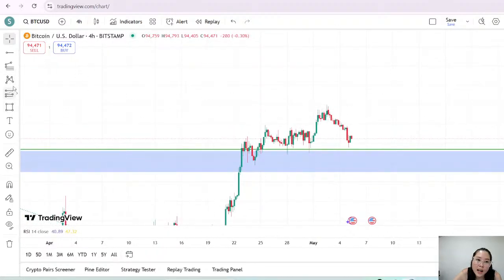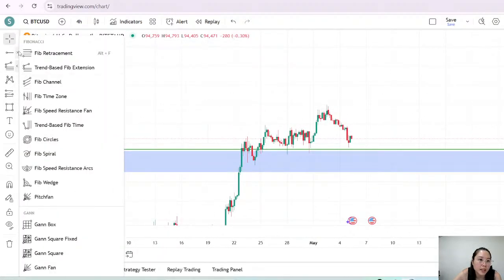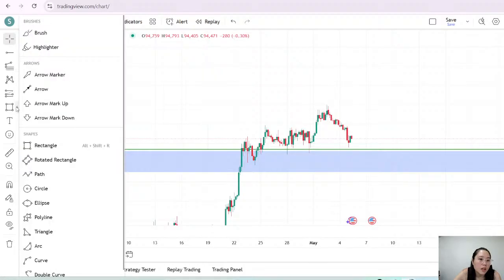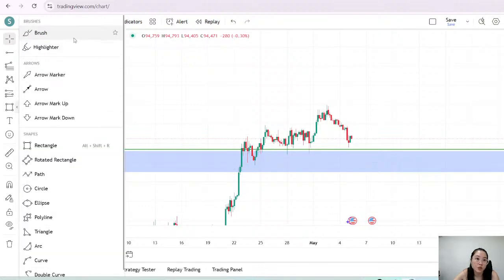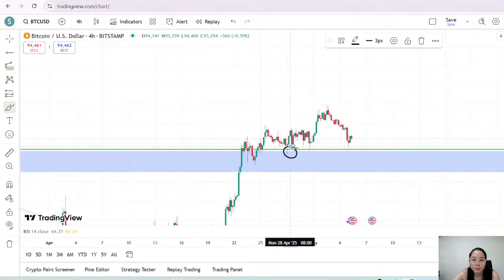This is a strong area. I really don't see price breaking this area anytime soon. Anytime soon being not in the next few days. I mean, it might break in the next few weeks, but not in the next few days. It's important for you guys because you guys are day traders, right? It basically tests this area a lot. Okay, so this is a very important area.